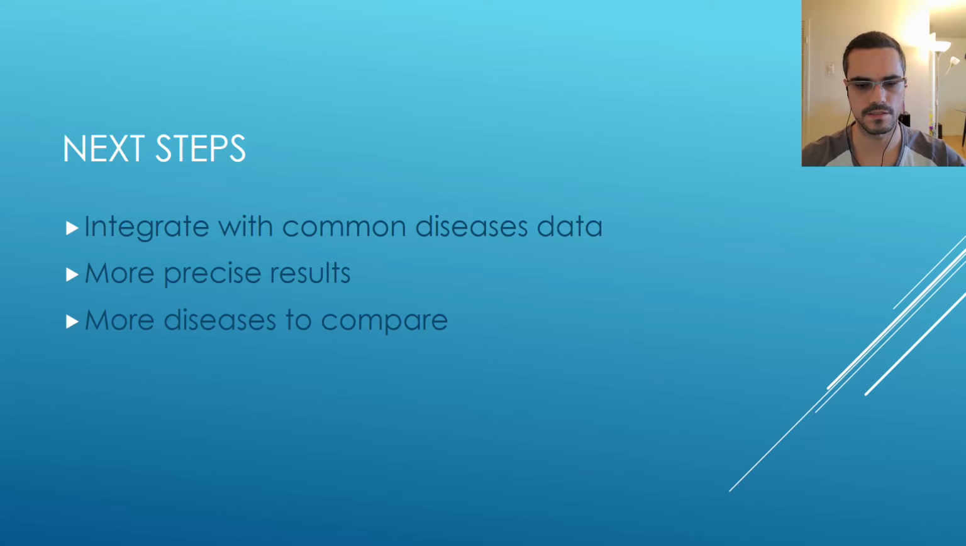So, for instance, if it's a rare disease related to genes, it means that the parents or the siblings or the sons that this patient has would also need treatment.